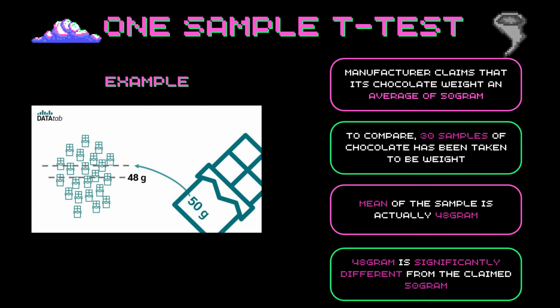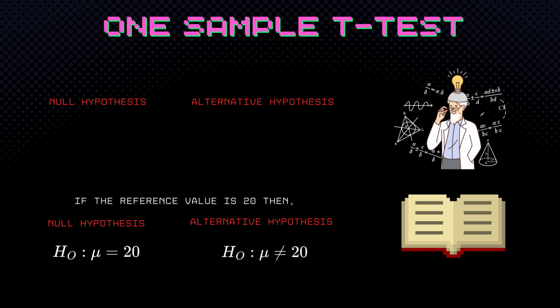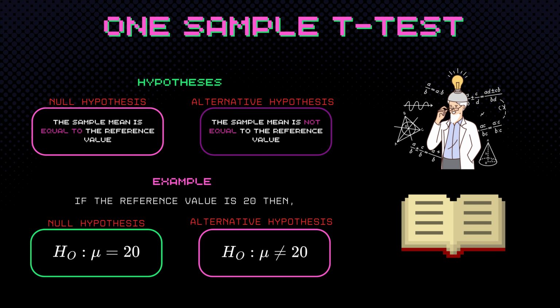30 samples of chocolate will be taken from the manufacturer in order to determine the weight and mean of the samples. Turns out, the mean of the sample is actually 48 grams, which is significantly different from the claimed 50 grams. When it comes to the hypotheses of the one-sample t-test, it is quite similar to the others.